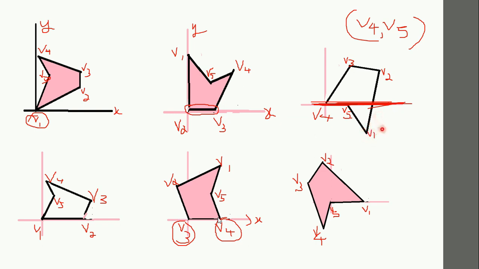If Vk plus 2, that means if I consider Vk as V4, Vk plus 1 is V5, Vk plus 2 was V1. Vk plus 2 was lying below the x-axis, so I started splitting the polygon. But in this case, what happens? V5 I consider as Vk. Vk plus 1 is V1 now. Vk plus 2 is V2. But V2 is existing above the x-axis.